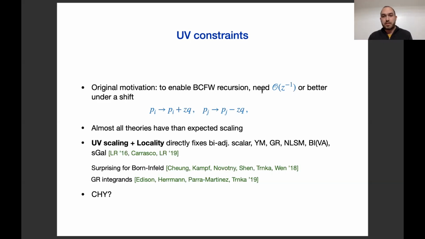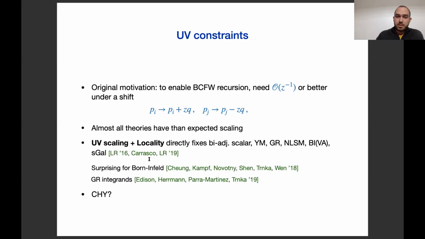But it turns out that the scaling alone is all you need. You don't need the recursion to build the amplitude. You don't need unitarity. You don't need to look at the residues. You don't need the seed amplitudes to build up higher and higher. All you need is locality and just imposing the scaling. And this is enough for, again, most theories we know: bi-adjoint scalar, Yang-Mills, sigma model, Born-Infeld, and so on.